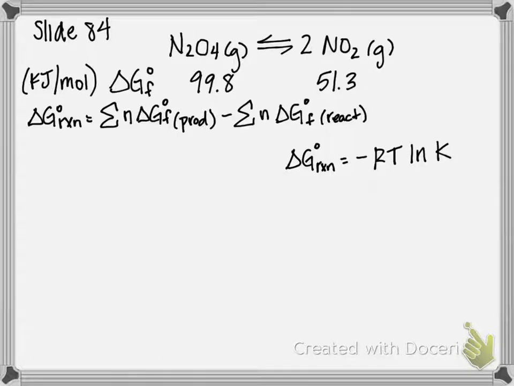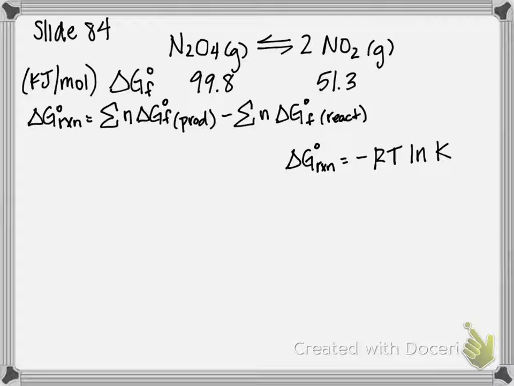This is the example on slide 84 of our Chapter 19 PowerPoint, and the question states to use the tabulated free energies of formation to calculate the equilibrium constant for the reaction at 298 K. And then it states the reaction and gives us free energies of formation of the reactant and product.